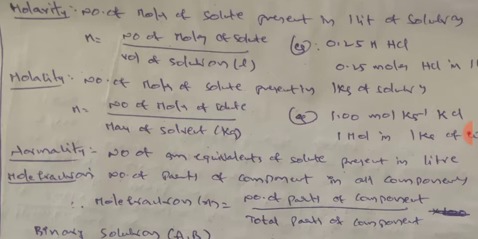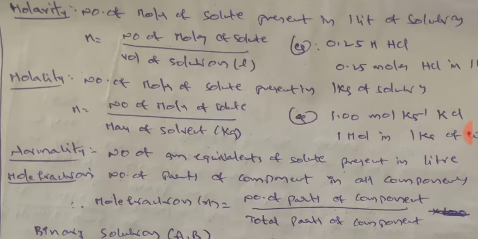And the second one is called molality. This is different. The first one is molarity and the second one is molality. Molality is the number of moles of solute present in 1 kg of the solvent. In molarity there is 1 liter of solution and in molality there is 1 kg of solvent. What is the formula of molality? m equals the number of moles of solute divided by the mass of the solvent in kgs.